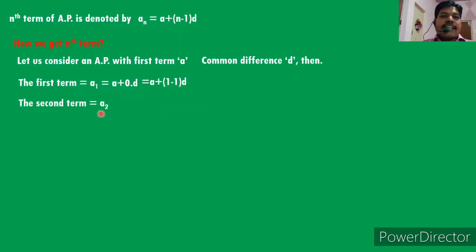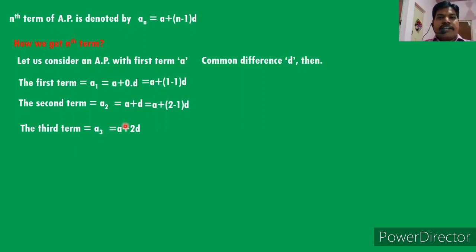Similarly, you can take the second term. What is the second term, a2? In the arithmetic progression, the first term is a and the common difference is d, so automatically the second term is a plus d. This a plus d can be written as a plus (2 minus 1) into d. Next we take the third term. What is the third term? The third term is a3. What is the third term in the arithmetic progression? a plus 2d.